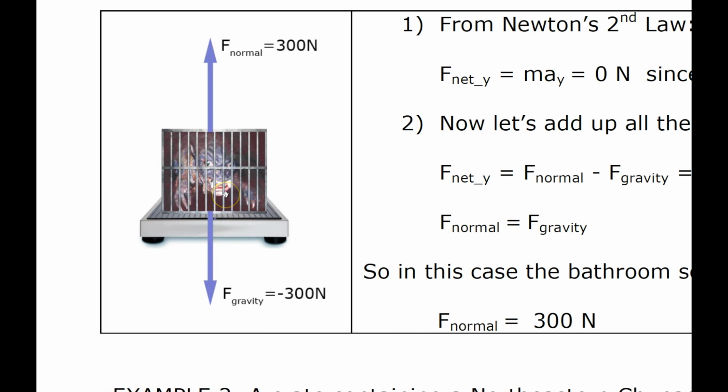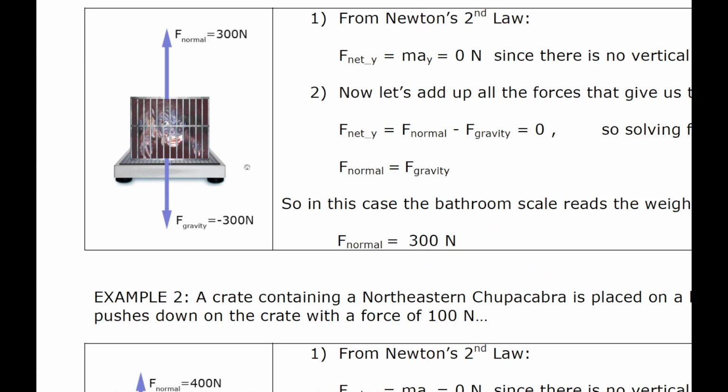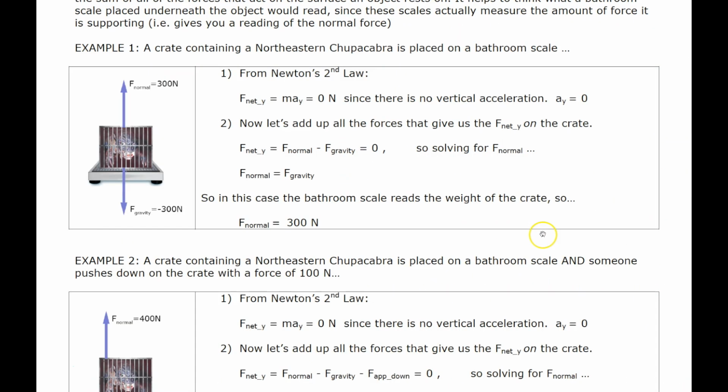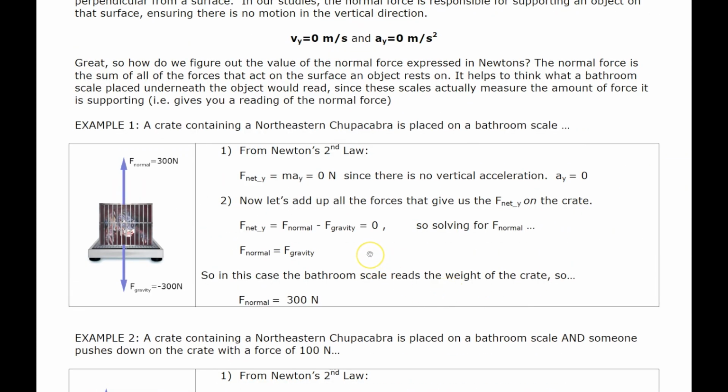The cage and chupacabra together have a force of gravity, otherwise known as weight, of 300 newtons, and it's in the negative direction. So the chupacabra weighs 300 newtons. If we were to place this chupacabra on the bathroom scale, it would read 300 newtons because it's going to respond with 300 newtons exactly. So the reading would actually indicate the weight of the chupacabra, which is kind of the purpose of the bathroom scale. But we'll see that we can kind of trick the bathroom scale to show us some other readings as well, depending on the forces.